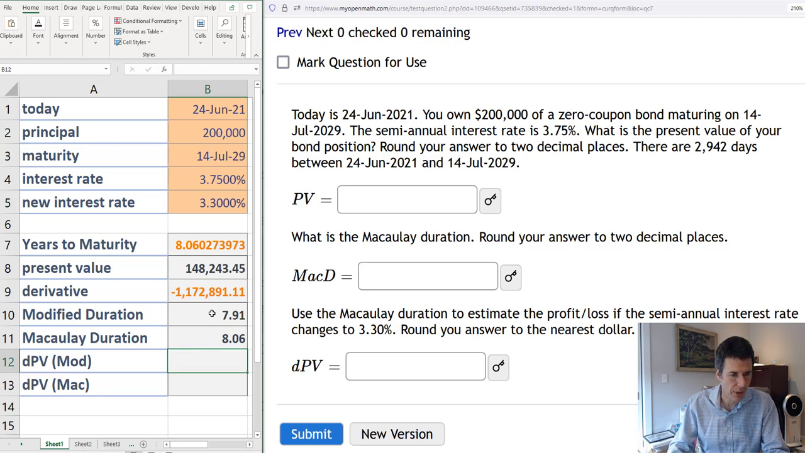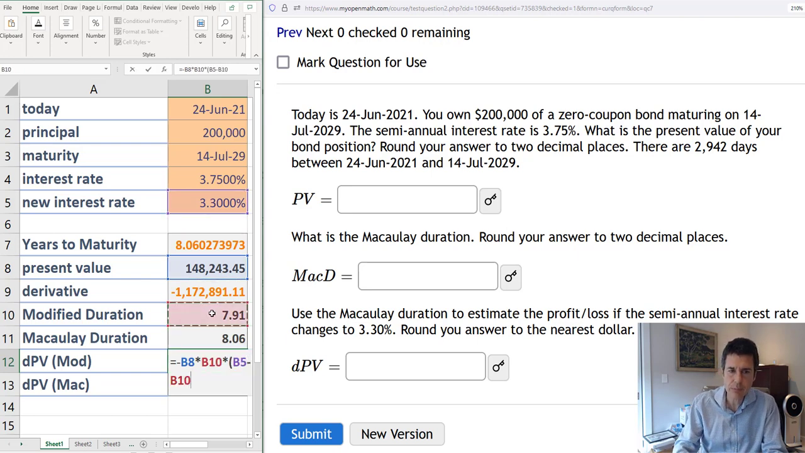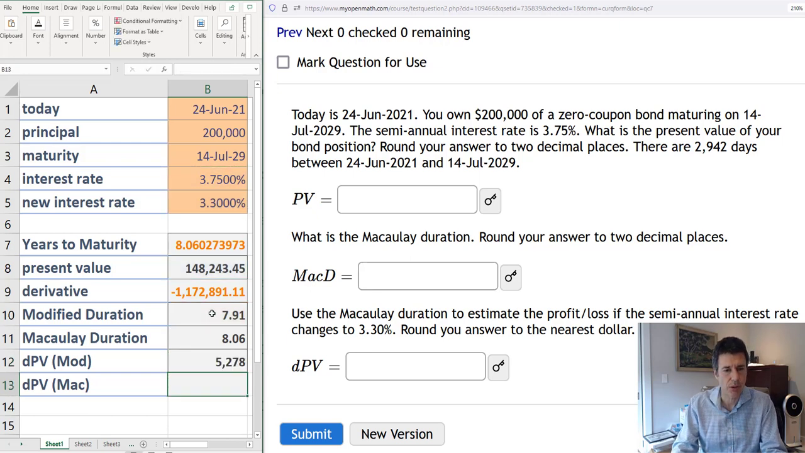All right, so we have two formulas, the same formula really, for estimating profit and loss. DPV is equal to negative present value times modified duration times the change in yield. So that's negative present value times modified duration times the change in yield. 3.3 minus 3.75, $5,278. Interest rates went down, bond prices go up, we make money.